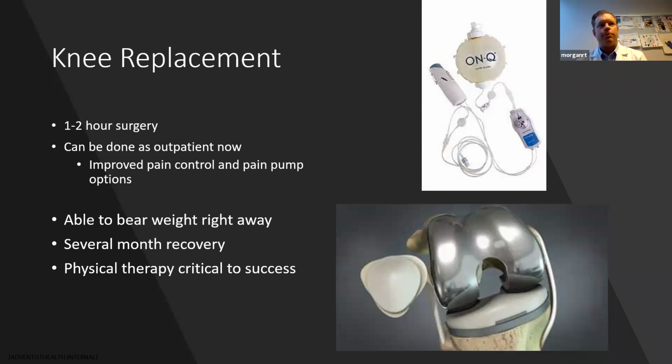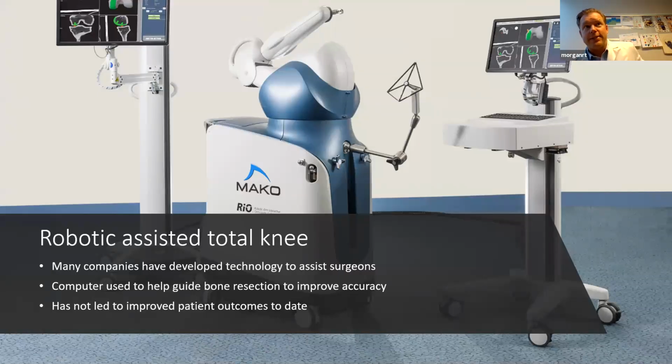So I wanted to also touch briefly on some of the advancements in knee replacement that you may have heard of out there. Things that are marketed heavily towards patients. One of those being the robotic assisted total knee. There have been many companies that have developed this technology to assist surgeons in the operating room to do knee replacement more accurately. So these computer systems guide the surgeon's hand, surgeon still doing the procedure, but the computer guides your hand where to remove the bone so you can do it more accurately.